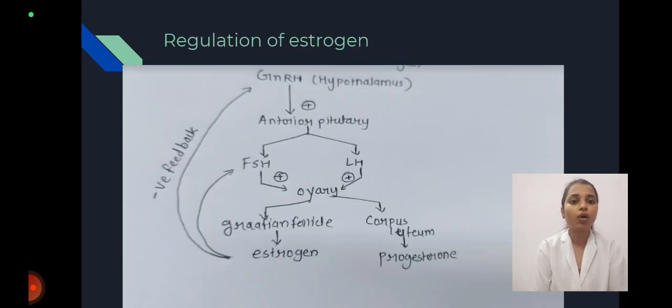So we will talk about the regulation of estrogen. Our hypothalamus releases gonadotropin releasing hormone, which stimulates the anterior pituitary to release FSH and LH. This FSH and LH will stimulate the ovary. The FSH stimulates the Graafian follicle to release estrogen, and LH stimulates the corpus luteum to release progesterone. Whenever the level of estrogen or progesterone rises, it gives negative feedback inhibition on the anterior pituitary as well as the hypothalamus.